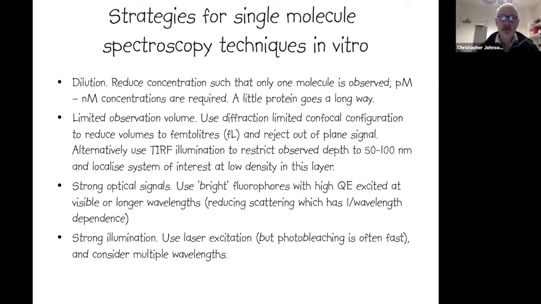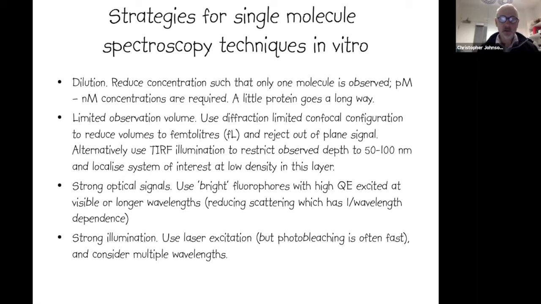Some other things that we do when we're doing single molecule spectroscopy is we will use strong optical signals. So we tend to use bright extrinsic fluorophores with very high quantum yield. And these are typically excited at visible or longer wavelengths. The reason for using longer wavelengths is it reduces scattering, and light scattering has an inverse relationship to wavelength. And I'll talk about that later in the series in the light scattering talk.